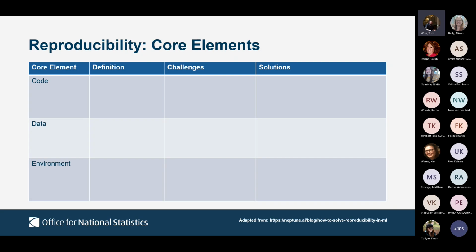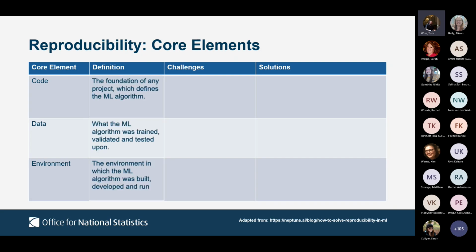Defining these elements can be really straightforward. Code is the foundation of any project. This defines what we classify as the machine learning algorithm. Data is what the algorithm is trained, validated, and tested upon. And the environment is what the machine learning algorithm is built, developed, and run within. So fantastic, we have our definitions. But what does that mean, what are the challenges, and how can we solve them? Each of these elements has some challenges which we can explore. Although not exhaustive, this will give us some idea of how to begin the process of solving them.